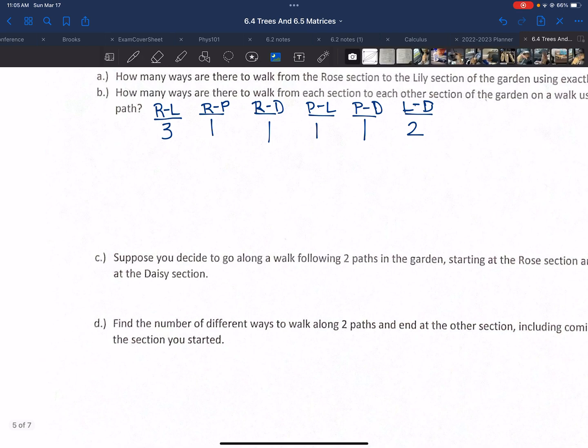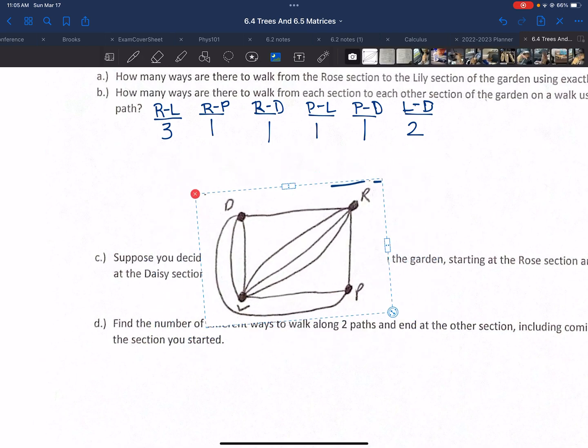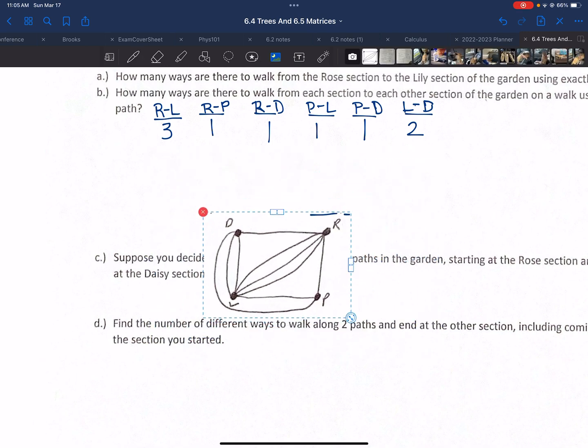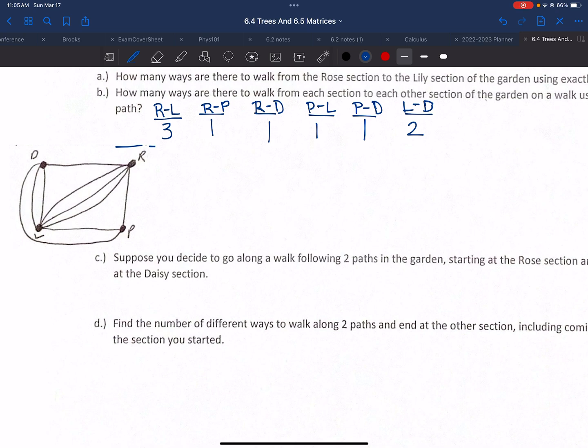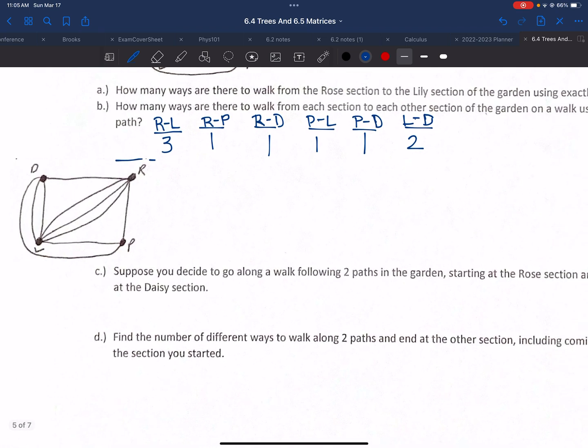Okay, let's get that graph in here. Let's get that right over here. All right. So here's our graph. Suppose you decide to go for a long walk following two paths in the garden, starting at the rose section and ending at the daisy section. So here we're starting at rose and we're ending at daisy.